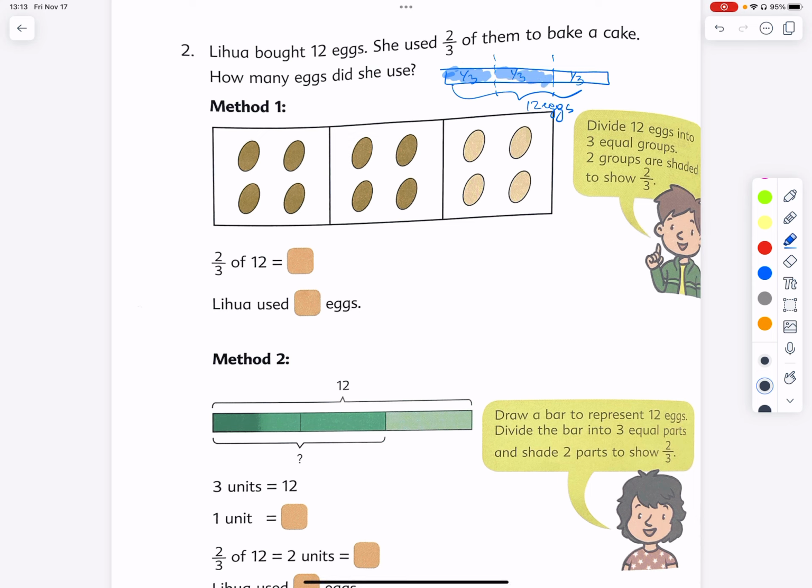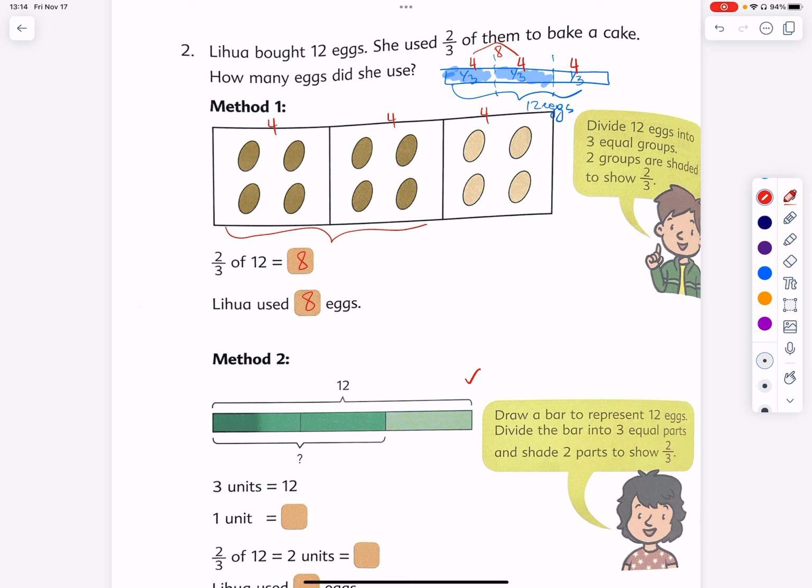Well, my friends, let's take a look. 12 eggs split into 3 equal parts. Inside each unit is 4 eggs, and she used 2 of those units. Therefore, she used 8 eggs. 2/3 of 12, right? 1/3 is 4 eggs, and 2/3 of 12 gives you 8 eggs. She used 8 eggs.